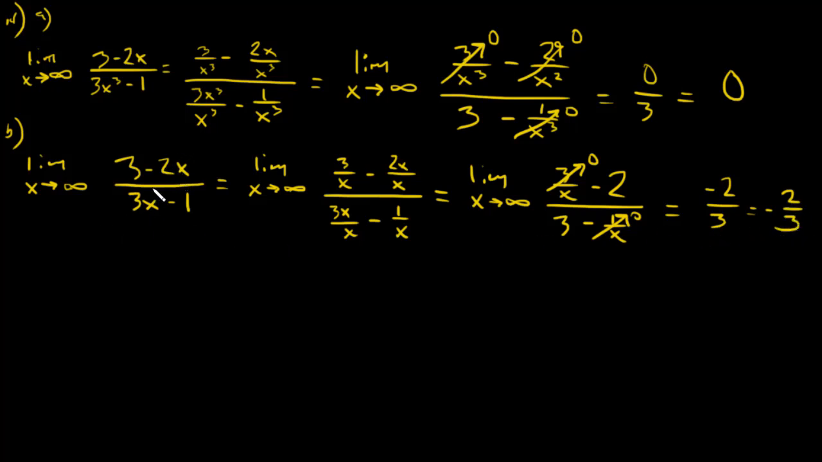So if they have exactly the same power, it's just the ratio of the coefficients in front of them. In this case, negative 2 thirds. So there would be a horizontal asymptote at negative 2/3, y equals negative 2/3 for this one.